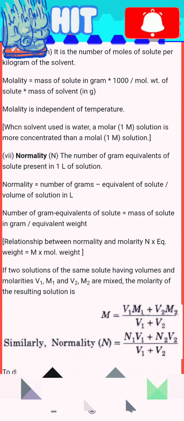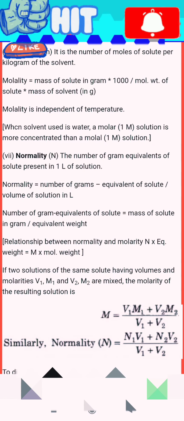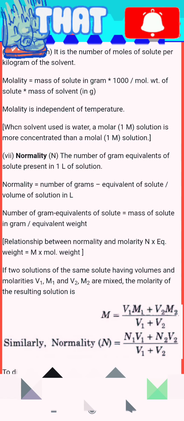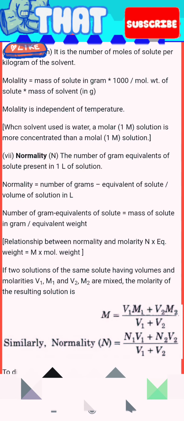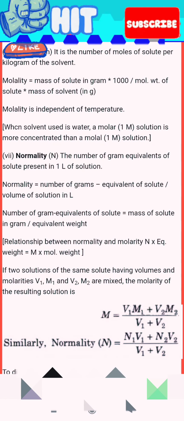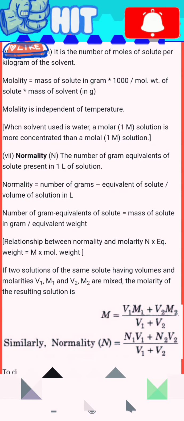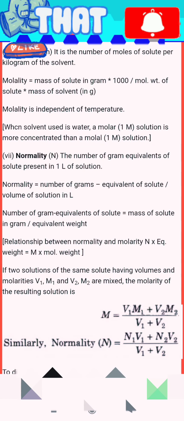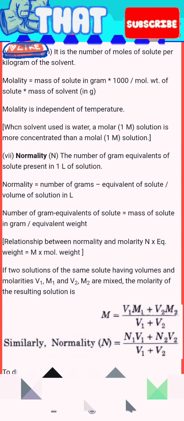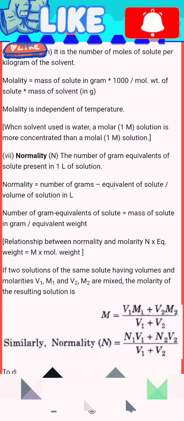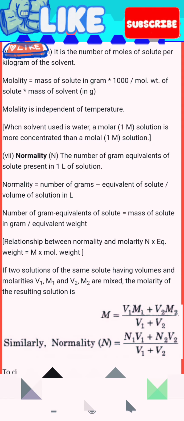Next term is molality. Molarity is denoted by capital M, while molality is denoted by small m. It is the number of moles of solute per kilogram of the solvent. Molality equals mass of solute in grams into 1000 upon molecular weight of solute into mass of solvent in grams. Molality is independent of temperature. When the solvent used is water, a 1 molal solution is more concentrated than a 1 molar solution.